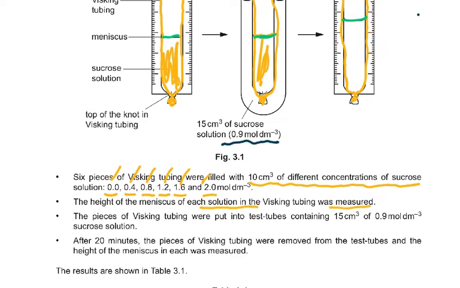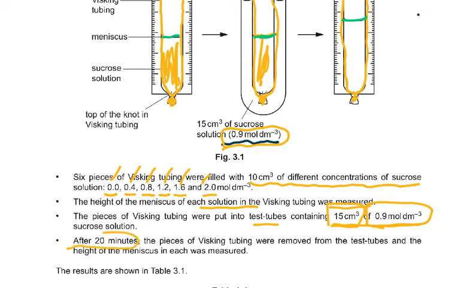The pieces of Visking tube were put into test tubes containing 15 cm³ of 0.9. So 0.9 was the standard which was outside. Inside in one we had 0, outside 0.9; 0.4, outside 0.9; 0.8, 0.9; 1.2, 0.9; and 2.0, 0.9. So outside it was always 0.9, which was 15 cm³ of 0.9 mol dm⁻³ sucrose solution.